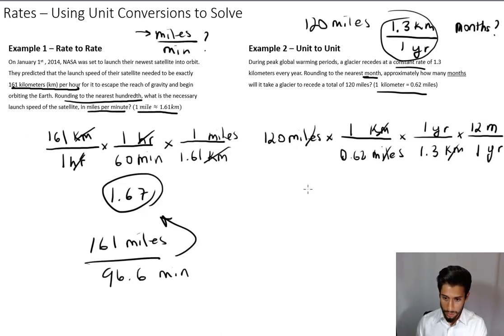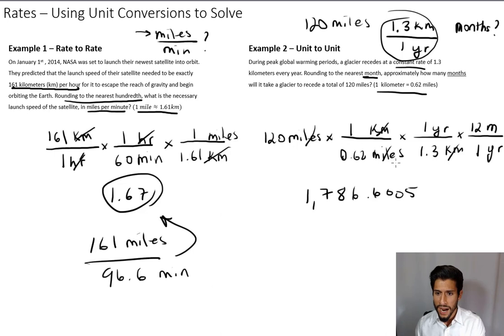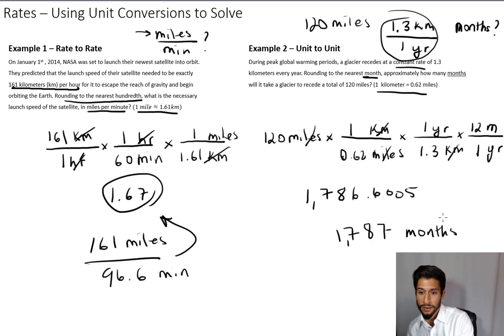Boom. I get 1,786.6005. Round to the nearest month. So that would be 1,787 months. Money in the bank. That's it, right? So just remember the difference.